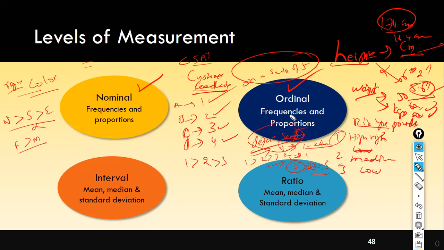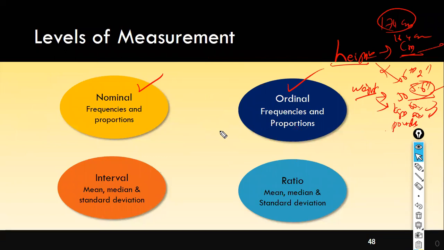Though we call both nominal and ordinal types of variables categorical, qualitative, or non-parametric variables, the difference is that in the case of an ordinal type of variable, it inherently has an order in it. That's it.